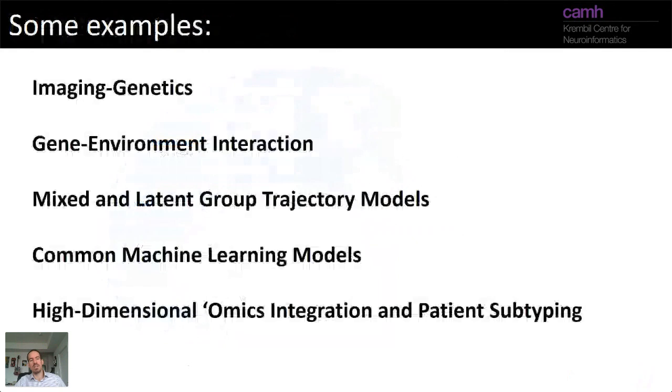We'll get to it. So here are the examples I'm going to go through. I'll spend less than 10 minutes on each of these. Certainly less than 10 minutes. So imaging genetics, gene-environment interaction, mixed and latent group trajectory models, common machine learning models, and high-dimensional omics integration in patient subtyping. On their own, each one could be a week-long course. But I'm going to give you a couple examples of research in each area to put some grease on those gears in the brain.